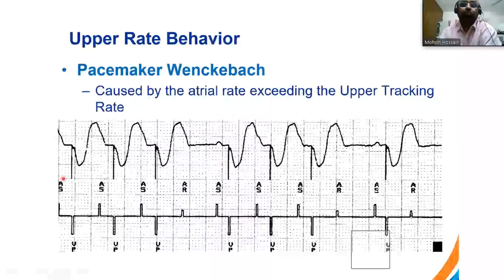What is pseudo-malfunction? This is apparent pacemaker malfunction, caused by the atrial rate exceeding the upper tracking rate. Here you can see pacing, atrial and ventricular capture, and then there is a block. When the atrial rate exceeds the upper tracking rate, there will be a dropped beat, maybe a block. In that case, it is Wenckebach behavior of the pacemaker.